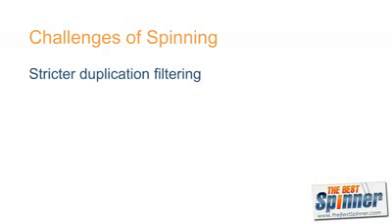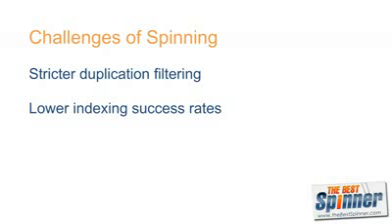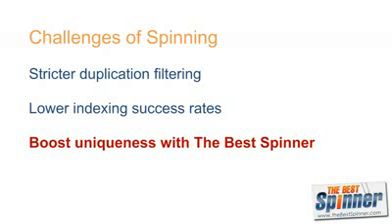Search engines are catching on to this article spinning trend and are actively developing ways to go beyond simple word-level duplication to filter for uniqueness. The risk for us spinners is that not all of our spun content will be considered unique, and therefore, not all of our content will be indexed. In order to reach near 100% indexing, our articles really need to appear as if they were written by completely different people. And the Best Spinner is the perfect tool to help us do that. Let me show you how.